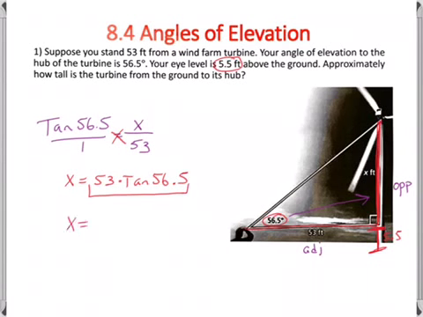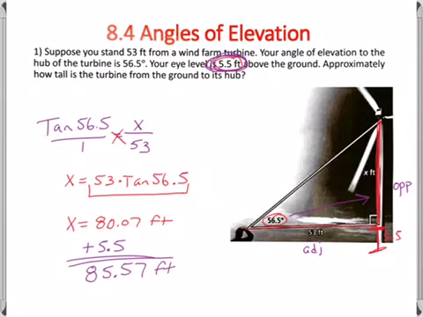In this case, we get x to equal 80.07 feet. But that's not our final answer. We still have to account for the 5.5 feet above the ground for the person's eye level. So at this point, we want to go ahead and add that in, because we want the total height of the turbine, which in this case makes it closer to 85.57 feet tall.